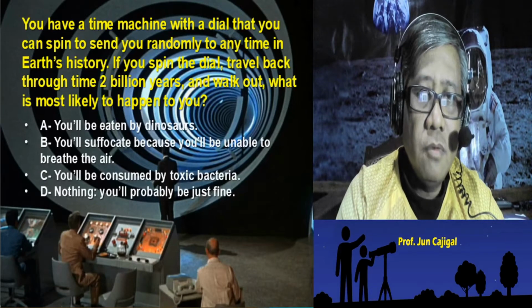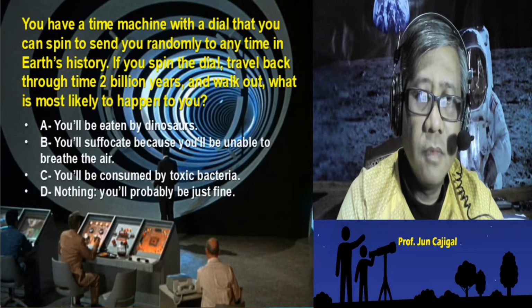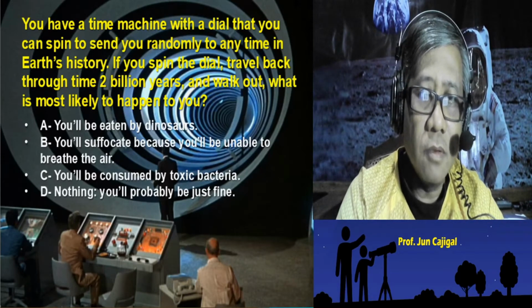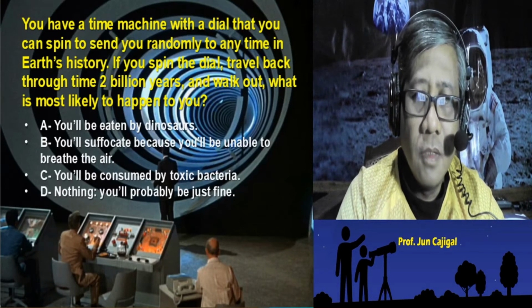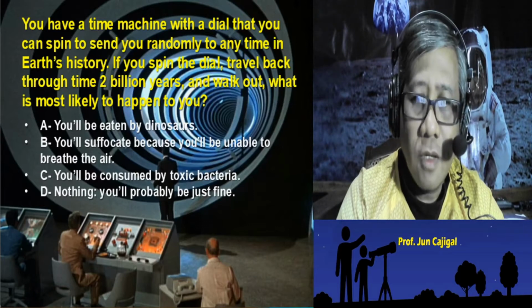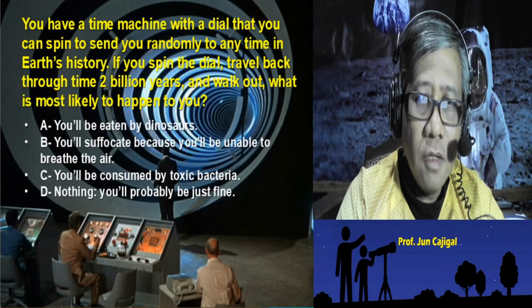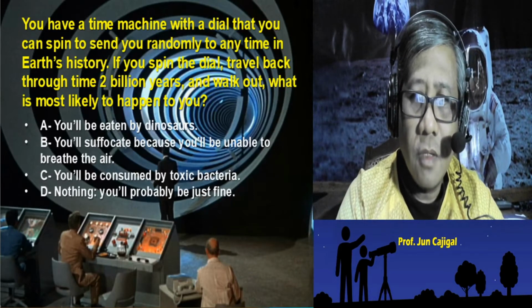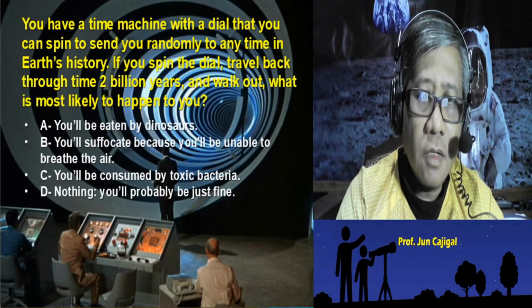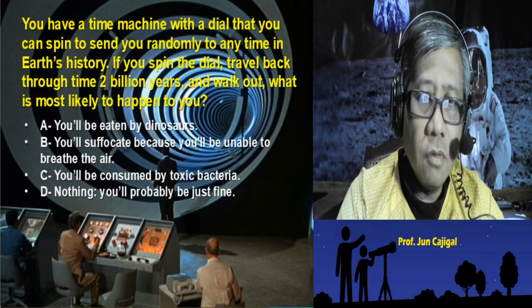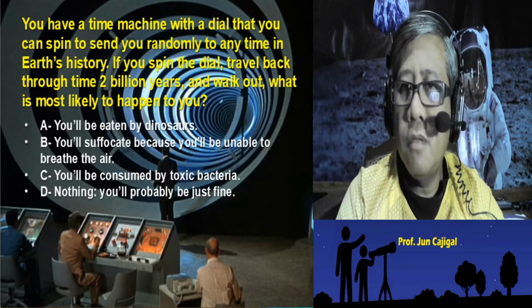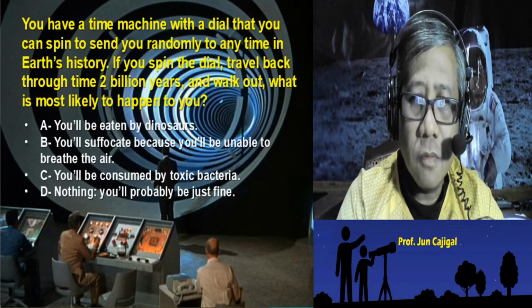So you have a time machine with a dial that you can spin to send you randomly to any time in Earth's history. If you spin the dial, you travel back to 2 billion years, and then you walk out of the time machine. What is most likely to happen to you? So you have set the time machine to 2 billion years. So paglabas mo sa time machine, ano yung mangyayari sa'yo?